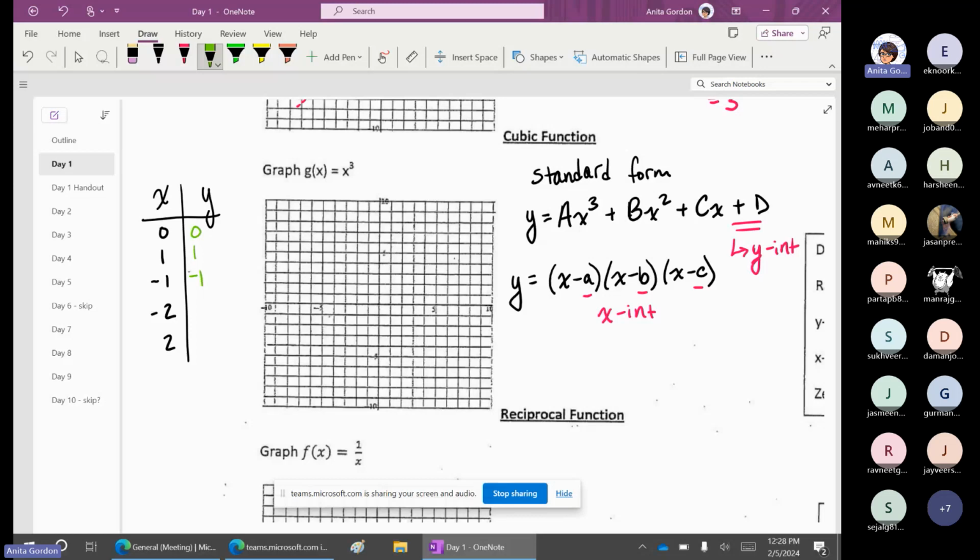Okay, what is -2 cubed? -8, and positive 2 cubed is +8. So we're looking for kind of like an S shape. 0, 0; 1, 1; -1, -1. And then 2 gives 8, and -2 gives -8.